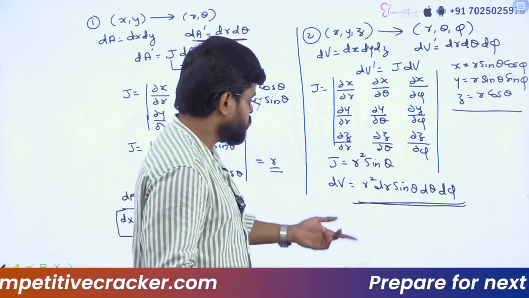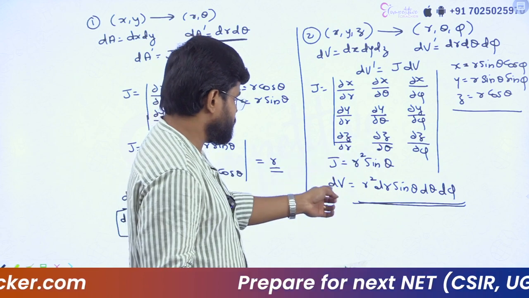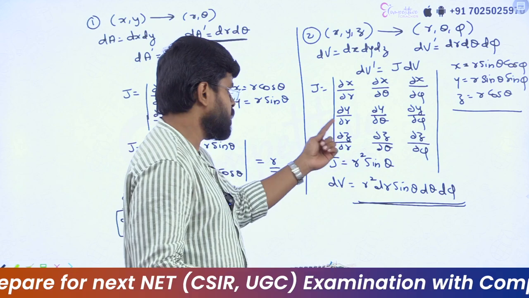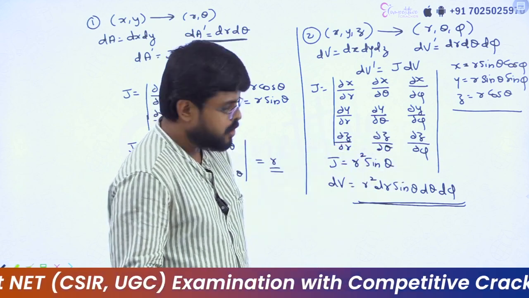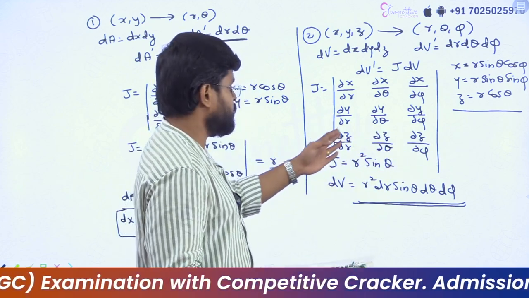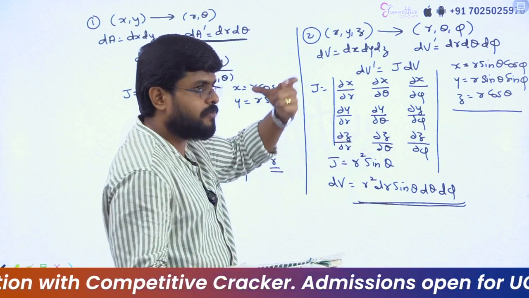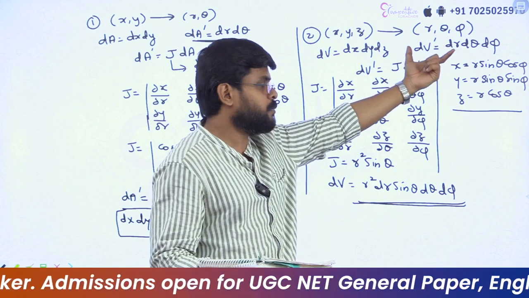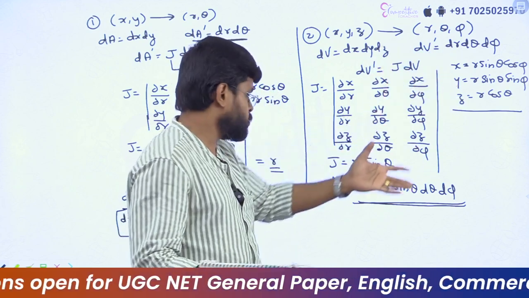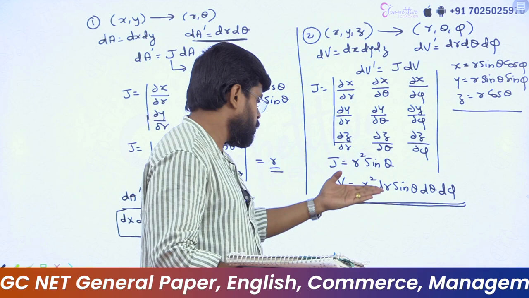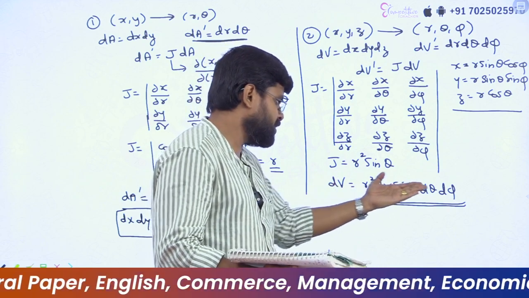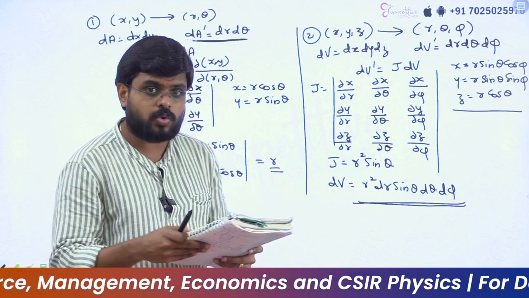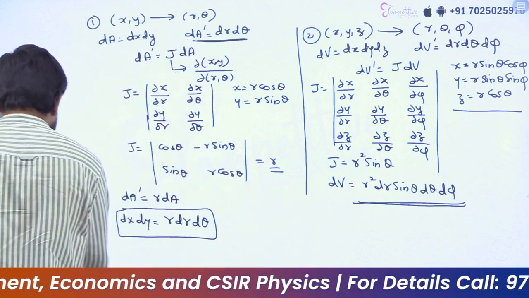Is it clear? Just substitute it and find out. The r² sin theta is the value of the Jacobian that you will get. That term makes the volumes in the Cartesian system and the spherical polar system equal. So dV is equal to r² dr sin θ dθ dφ, that we know. That is how the Jacobian is determined.